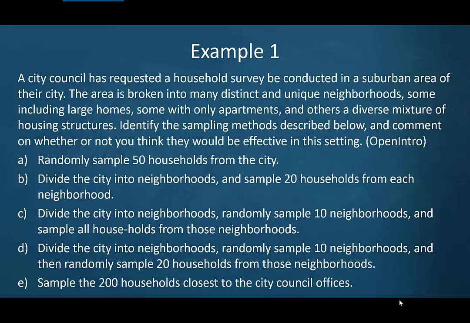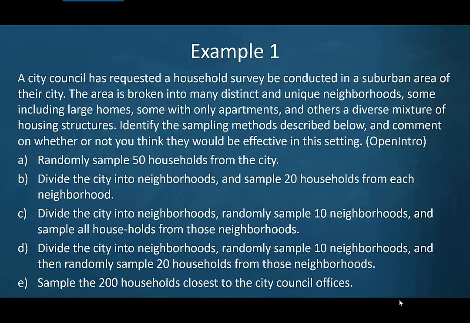Okay, Part A. Randomly sample 50 households from the city. So what kind of sampling is this? A simple random sample. So this is usually an effective method as it assigns equal probability to each household to be picked. Part B. Dividing the city into neighborhoods and sample 20 households from each neighborhood. What kind of sampling is this? Good, stratified sampling. So this is an effective method in this setting since neighborhoods are unique and this method allows us to sample from each neighborhood.